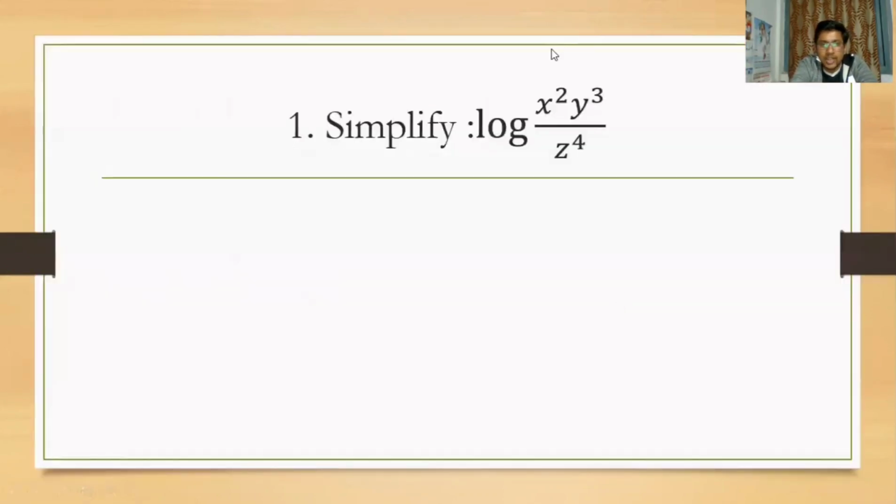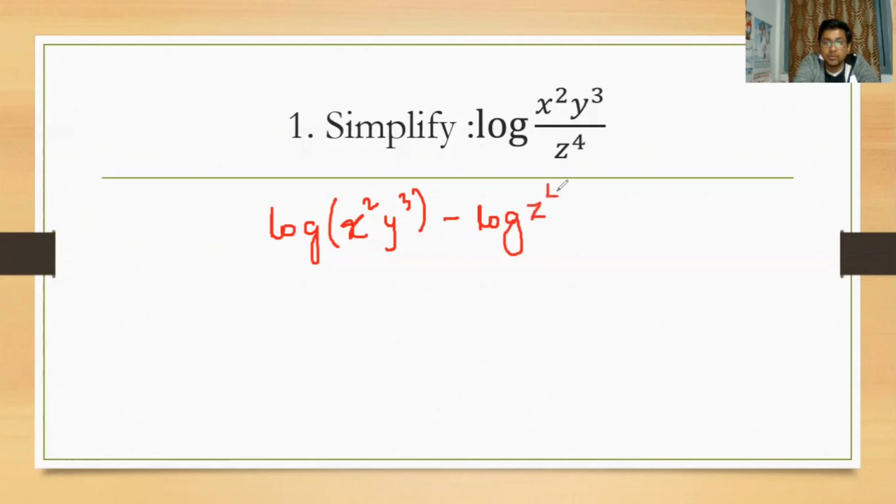First of all, this one is a very easy question. Let's try to simplify it. First of all, let me apply the quotient rule. Divide brings minus. The top one is a, the bottom one is b. So how will I write it? Log of, let me start with a bracket, x square and y cube, and there is a divide sign, so obviously it's going to be minus log of z to the power 4.